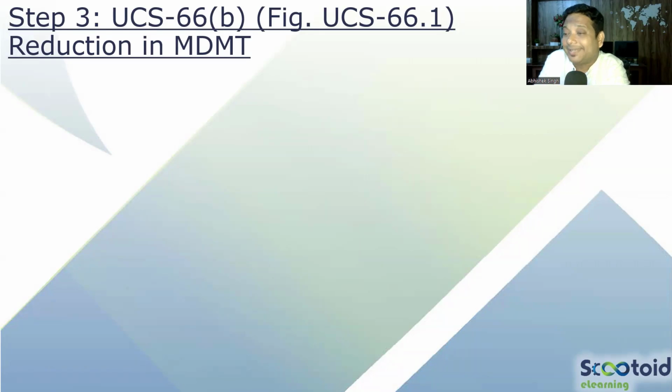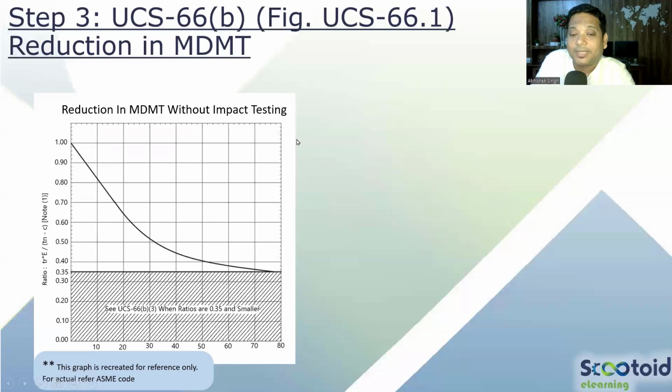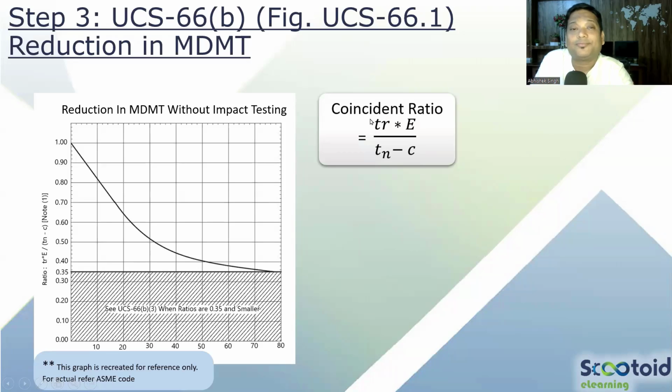Now, what is the basis for taking the reduction? T required and nominal thickness, Tn. Very good. Whatever extra thickness we have provided is considered in terms of a reduction in MDMT. The thickness you have selected is not the required thickness; you have provided extra, so the code gives you an exemption for that. What exactly is that? That is what we call the coincident ratio. It is nothing but the ratio of required thickness divided by the nominal thickness minus corrosion allowance, so the corroded nominal thickness.